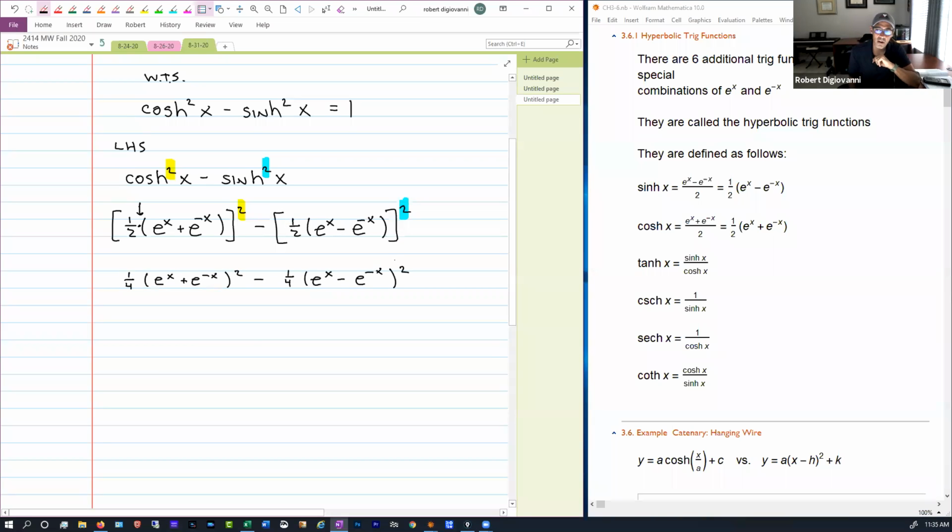Okay, when we square those binomials, we actually have to do FOIL, don't we? Like when I do this step, I've got to actually FOIL that out. So maybe I'll do that over here on the side. I'll do it down here. I'm going to do e to the x plus e to the negative x times itself, e to the x plus e to the negative x, and then just do my expansion.